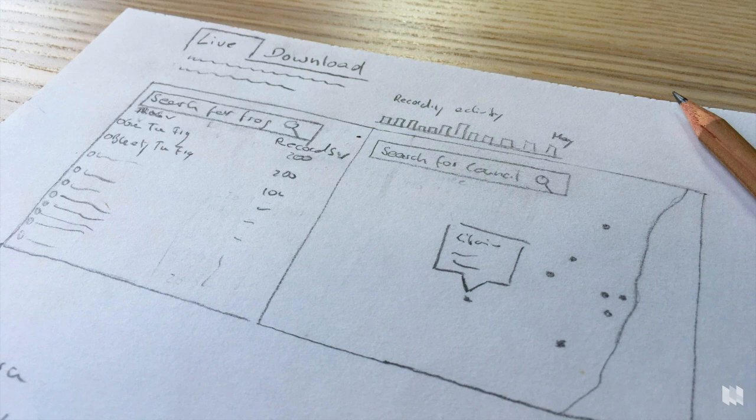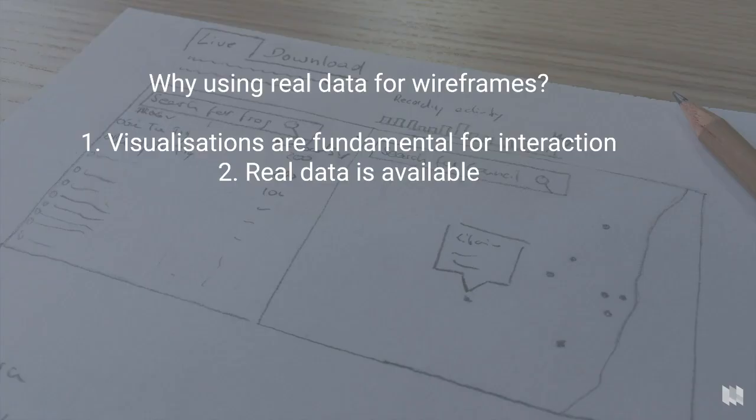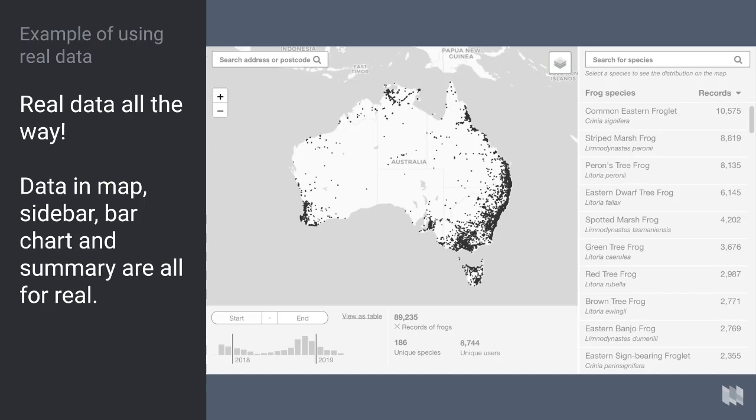First, we did some sketching, and based on our sketching, we realized we probably had to put in real data. This had two reasons. First, the visualizations are fundamental for their interaction, and second, we simply had real data already available during the wireframe stage.